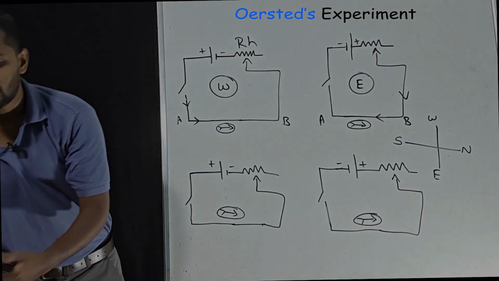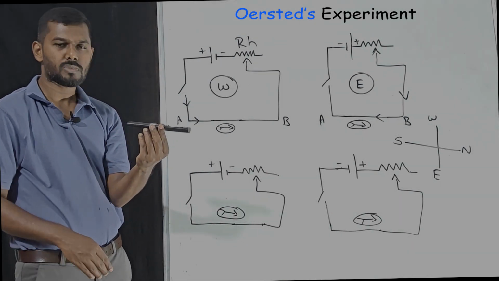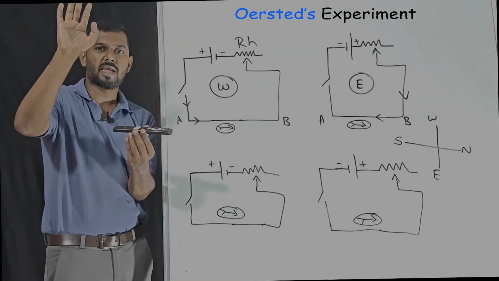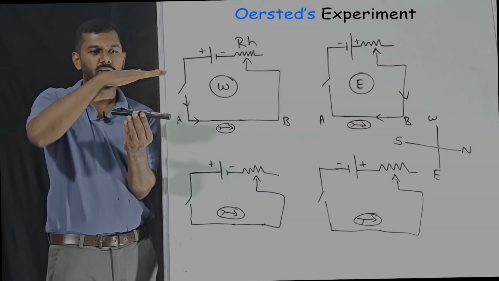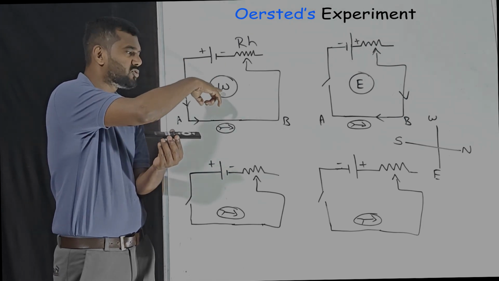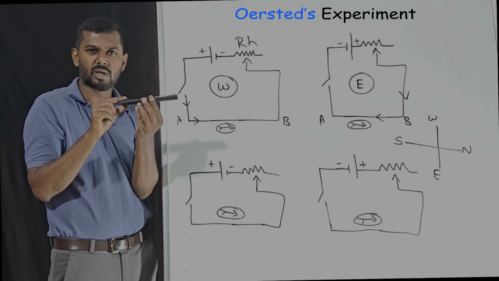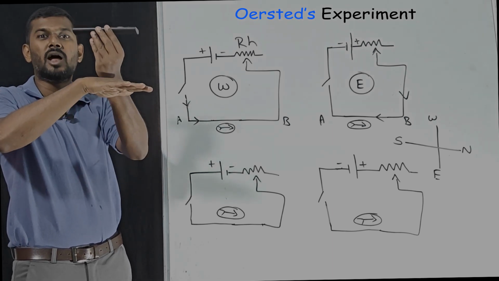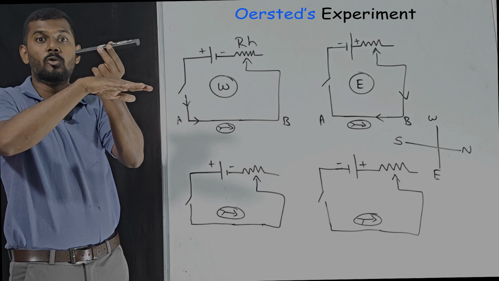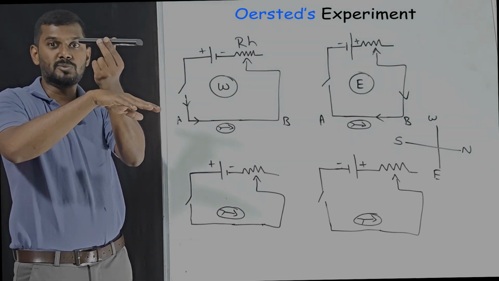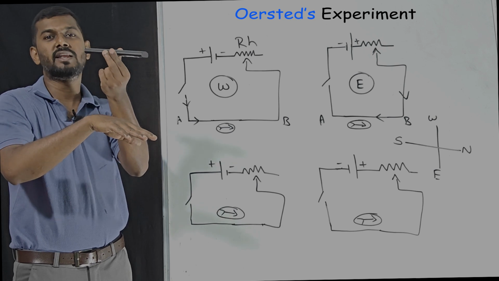See, assume this is the compass needle. Okay, this is the wire. In the first case we are learning, assume my hand is the wire and this is the compass needle. Now because the current is flowing in this direction, it is showing the deflection in the compass needle towards west. Now if I place it above the wire, I'm not going to do it like this, I'm going to do it like this. Okay, I'm going to place it like this, so upside down. That's why the direction changes.